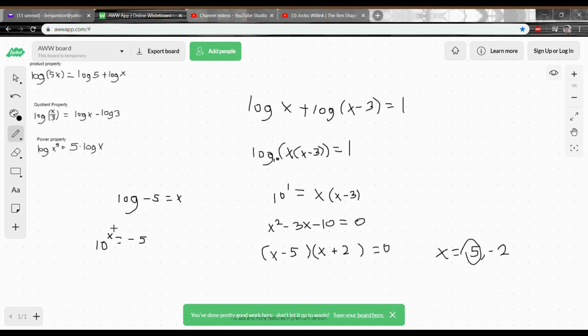You could play around with your calculator on that. If you were to take 10 to the negative 100 power, you're just going to get a very, very, very small number. So this can never happen. 10 raised to the x power can never be negative, which means a logarithm of a negative number is not real. It's not possible. It can never happen. So this solution of negative 2 is not a valid solution, meaning our only solution is 5.